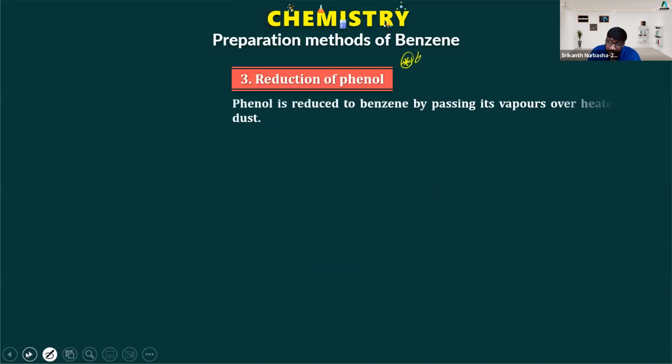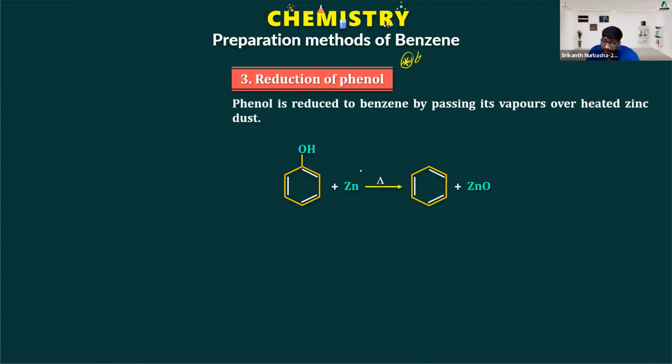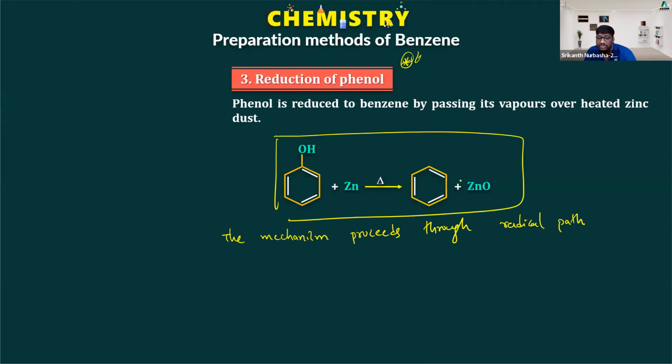If you treat phenol with zinc dust in the presence of high temperature, it will form the respective benzene, and zinc has a tendency to convert to Zn 2 plus, and you will get O 2 minus ions. The mechanism is not required for reduction or oxidation reactions. You can just understand the mechanism proceeds through a free radical path. Phenol treated with zinc at high temperature forms the respective benzene and ZnO. Phenol is reduced to benzene by passing its vapors over heated zinc dust.